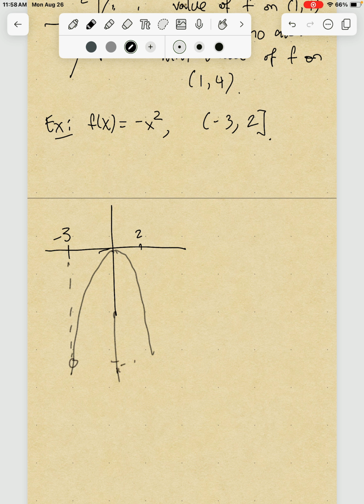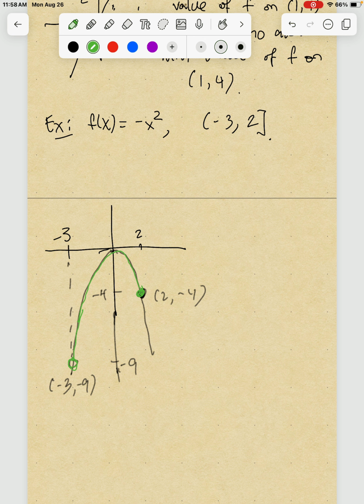You get negative 9. Now notice that negative 9 is not attained by the function negative x squared because you're not including negative 3 in the domain. And when you plug in 2, you get negative 4. So this point here is negative 3, negative 9. This point is 2, negative 4. So here's negative 4. But this is included. So the graph of the function is this. You have an open hole here, and then it's this piece of the parabola, and you include this point.